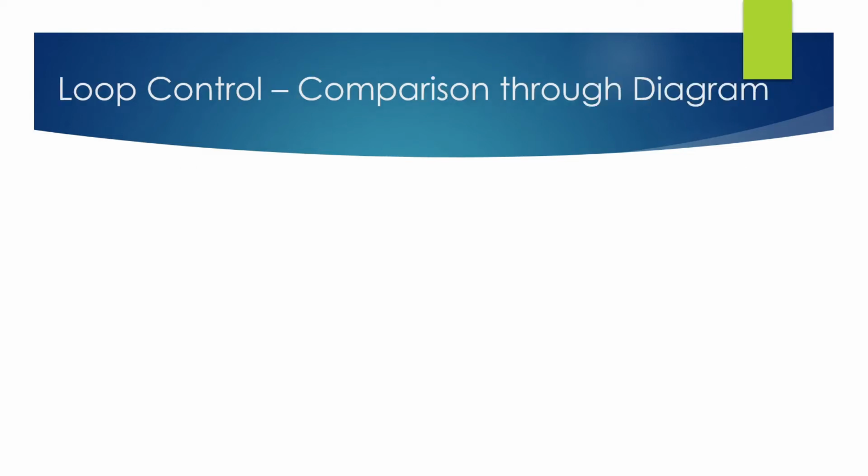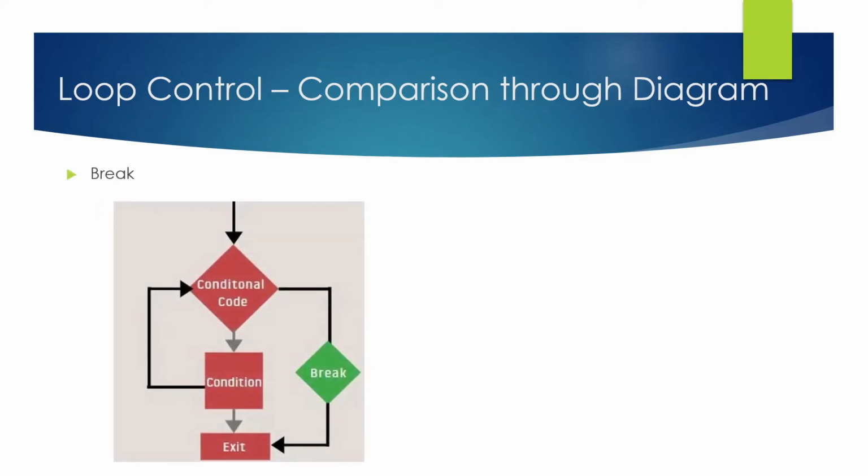Now let's talk about the comparison through the diagram, which will make it easier to understand. This is how break works. The control comes from the top and checks the conditional code. If the conditional code matches, it will break the statement and go to the exit, and your program ends there. But until the condition matches, the control keeps going over like this, and until it meets the break, it won't exit. That's how your break works.